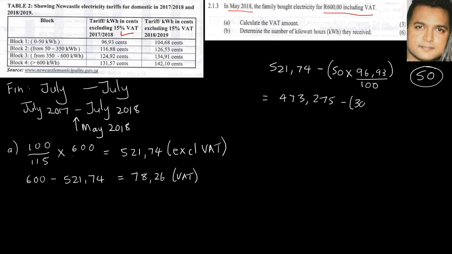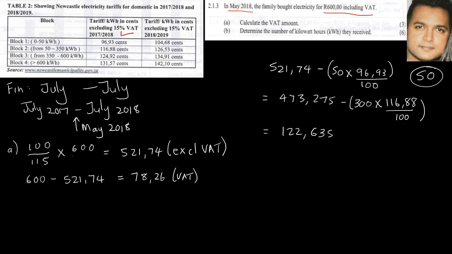So I'll use 300 times the rate there. What's the rate there? The rate is 116,88. Remember also to divide by 100 because these are in cents and you want it in rands and cents. And the amount that I'll end up with is 122,635.